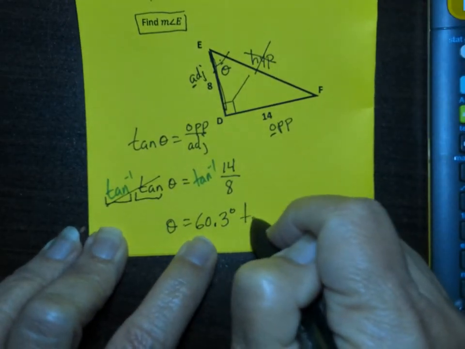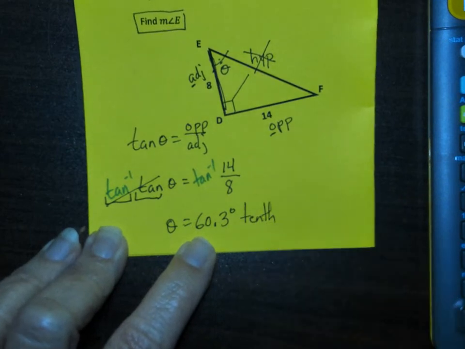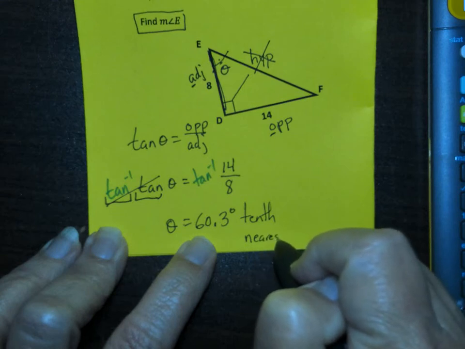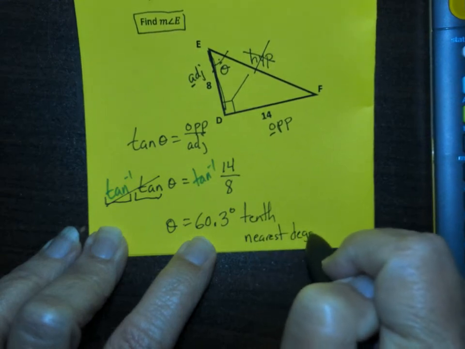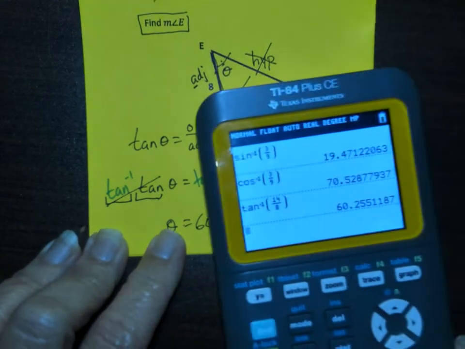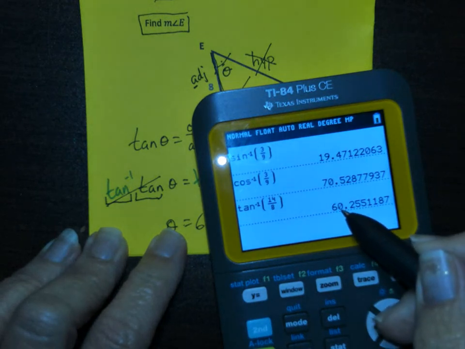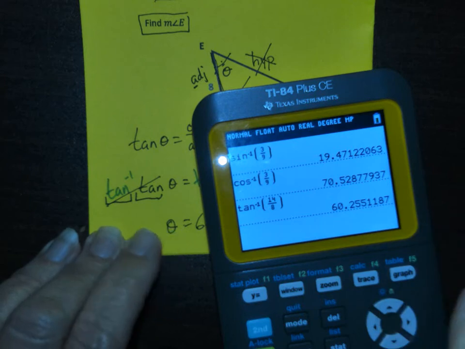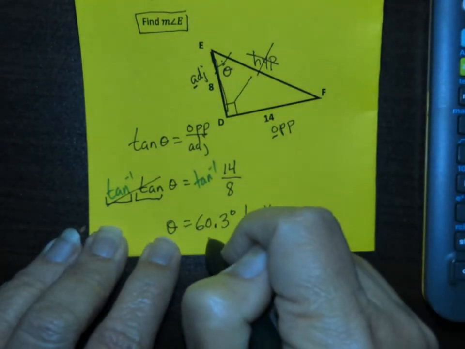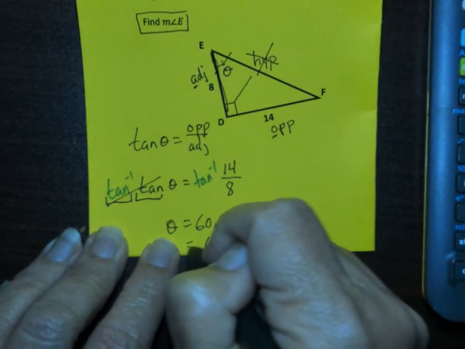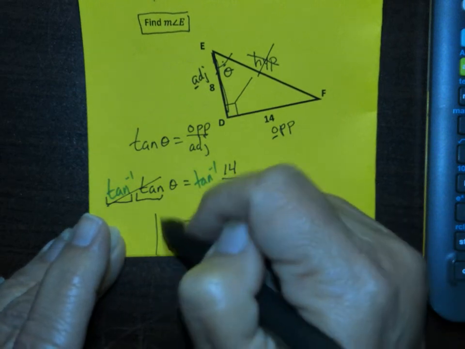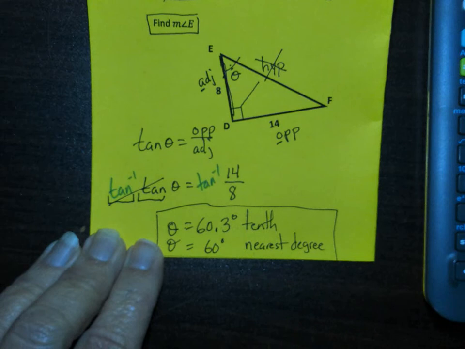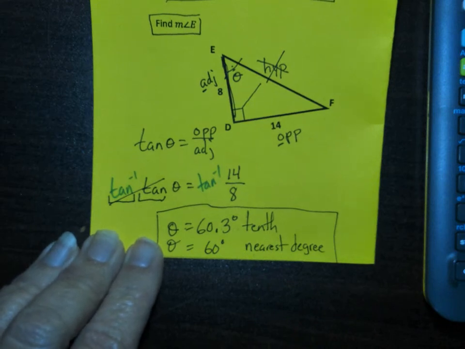That's if it says round to the nearest 10th. But if it says round to the nearest degree, well, then I look on the 60, I look to the right, I see a 2, 4 less, let it rest. It would be 60 degrees. So the answer just depends on what it asks you to round to.